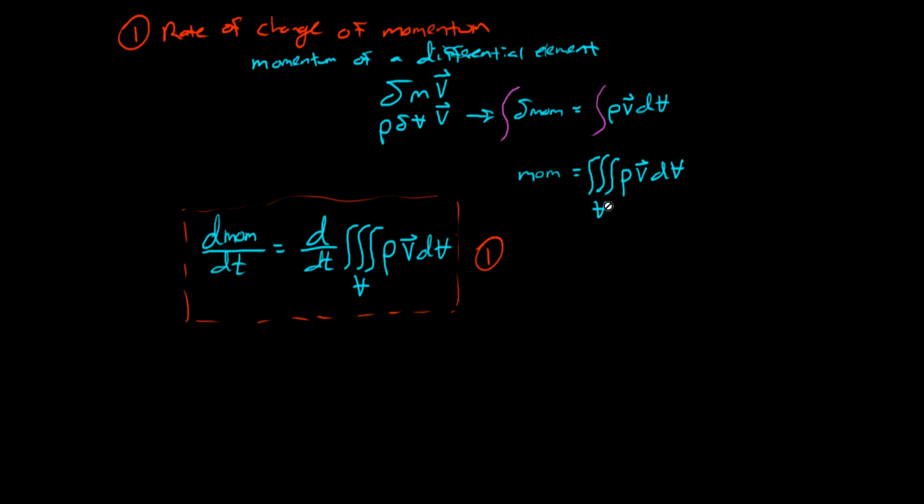And so we've got this triple integral over the volume of rho v dV, where this is velocity and this is volume. And so if we want the rate of change of that to go into the first term of our balance equation here, we just need to take the time rate of change of this term, which is d by dt. So d by dt of the momentum of our system. What you'll notice is this looks a lot like the rate of change of mass in the system. The only difference is this velocity showed up.